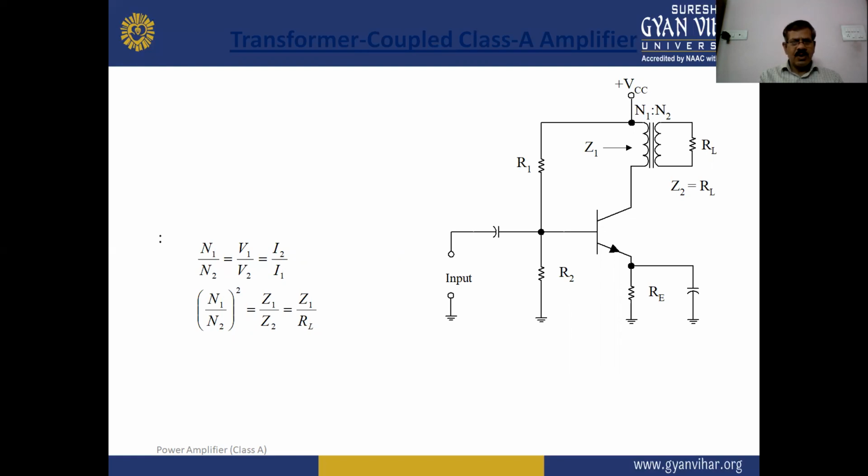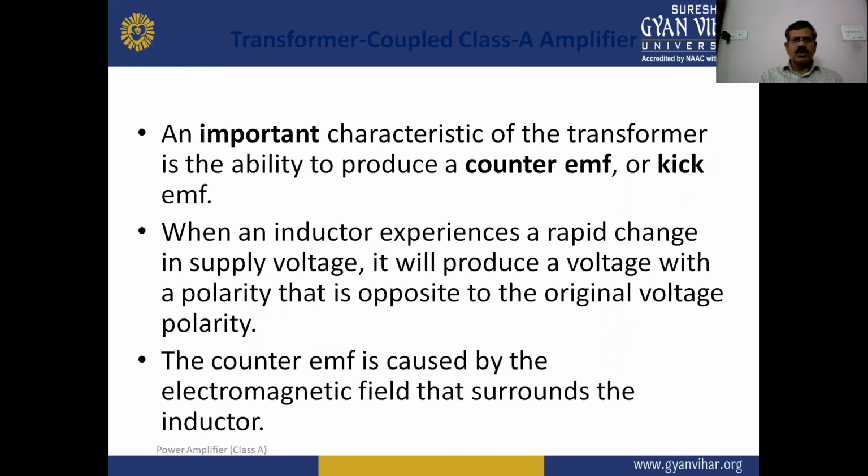So (N1 upon N2) whole square equal to Z1 upon Z2, equal to Z1 upon RL. So this is the relation between the number of turns and the voltage, currents, and impedance also. An important characteristic of the transformer is the ability to produce a counter EMF or kick EMF.